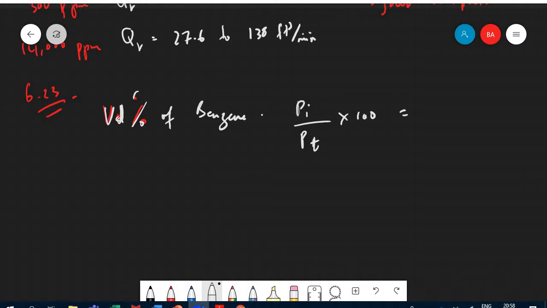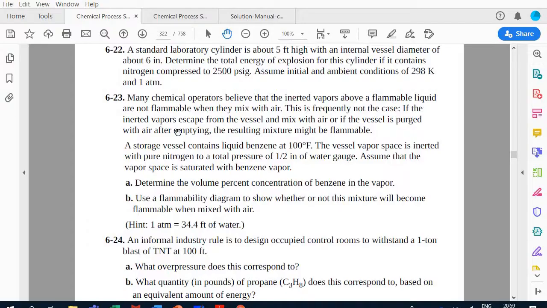Okay, it will give me the fraction that can give me the volume percentage. So what I need here is to calculate the partial pressure, and I already have the total pressure here. If you go back to the question, it gave me that it is at 100 degrees Fahrenheit, and a total pressure of ½ inch of water gauge.